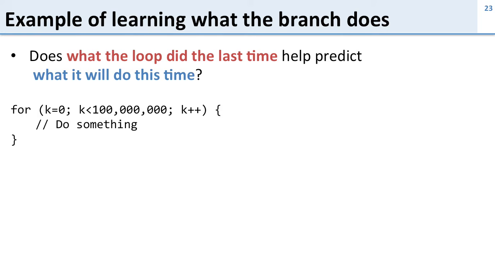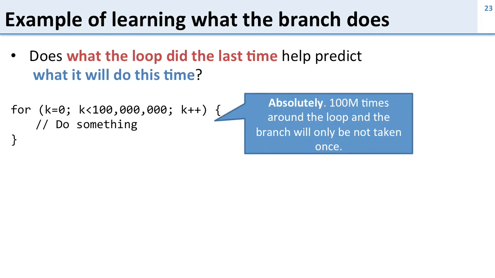So is this going to be a good idea? Let's take a look at some code. Here's a loop. We're going to go around 1,000,000 times and do something. Does what the loop did last time help us predict what it's going to do this time here? Well, absolutely. So 100 million times around this loop, we're going to do exactly the same thing. We're only going to predict it wrong once, and that's at the end of the loop.